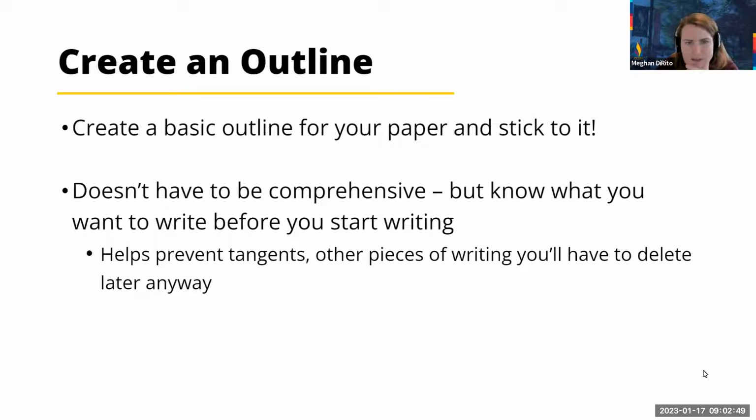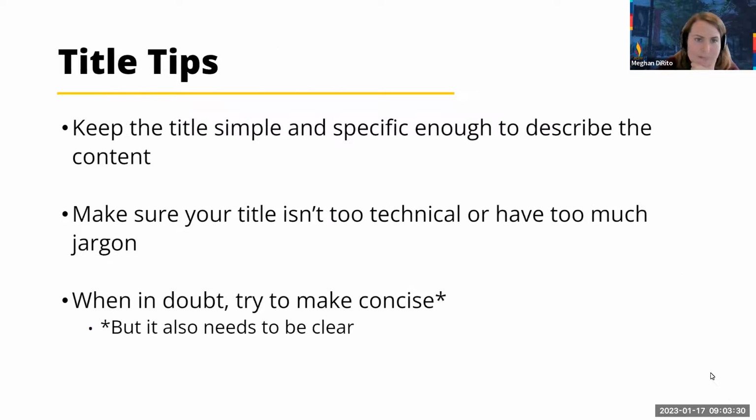When you're creating an outline, stick to this basic outline. It doesn't really have to be comprehensive, but you do want to know what you want to write before you start writing. That helps prevent tangents, other pieces of writing you'll have to cut later anyway. In your writing, everything should be focused, which means everything you put in your paper should have a purpose. Does it directly help support your thesis, or disprove it? In other words, make sure there's a reason for everything you put in your paper.